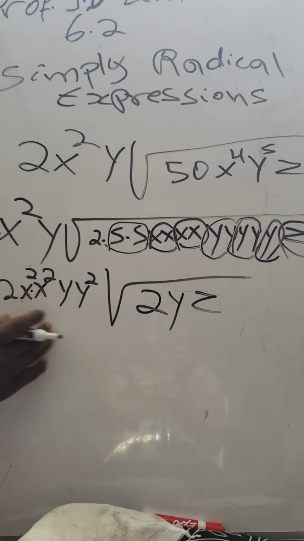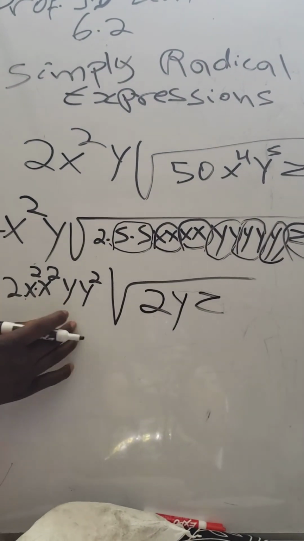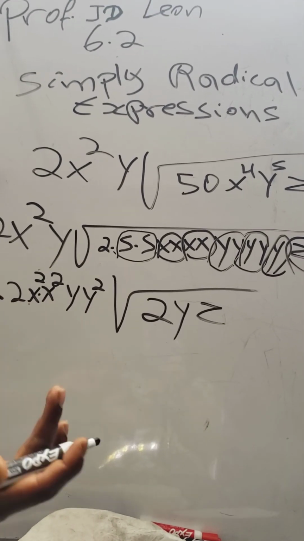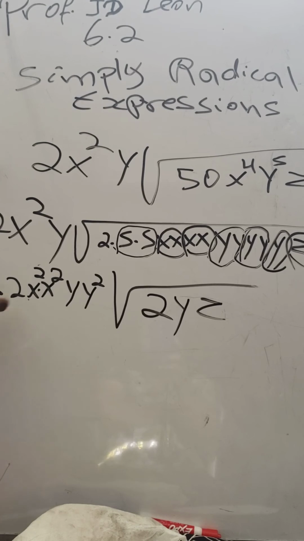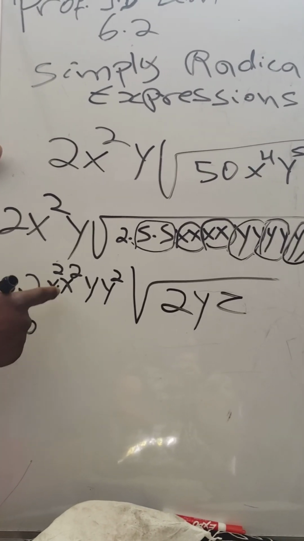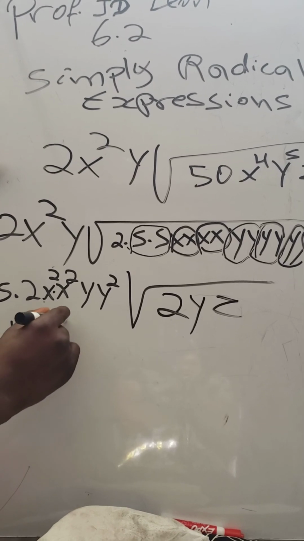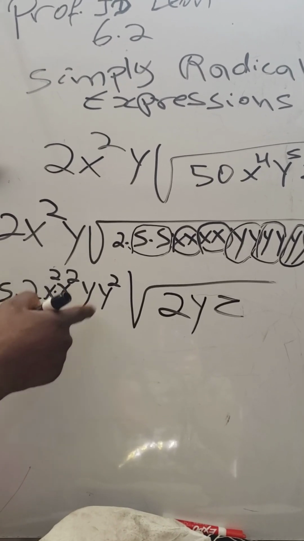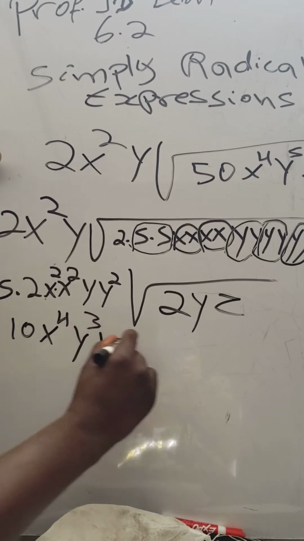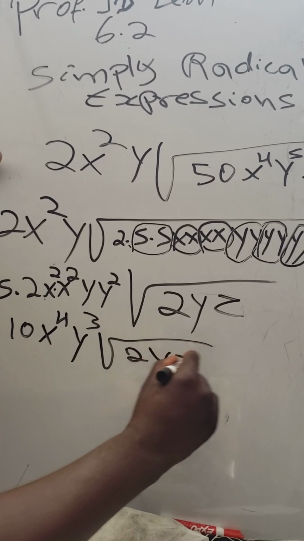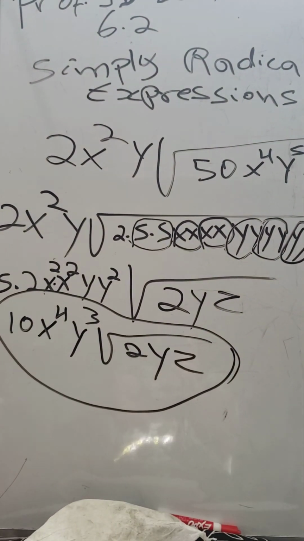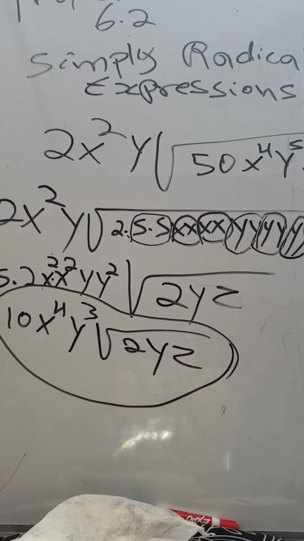So now we pull out everything that we had to pull out, but once they're out here, we have to combine like terms, or in other words, multiply whatever are the same thing. So 5 times 2 becomes 10 on the outside. X squared times x squared becomes x to the 4th power on the outside. Y times y squared becomes y cubed on the outside. And then the square root of 2yz, that would be the final answer for the simplification. Okay, so that's it for simplifying radicals.